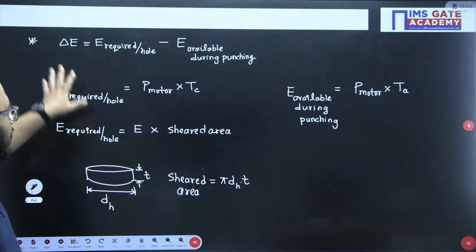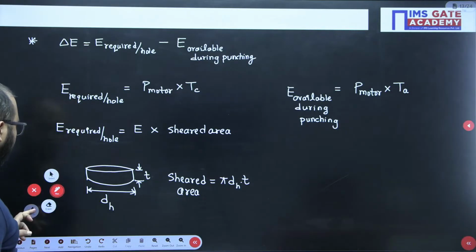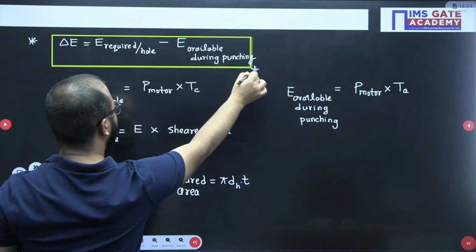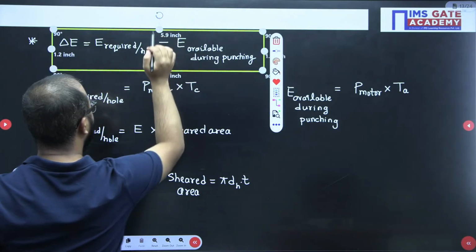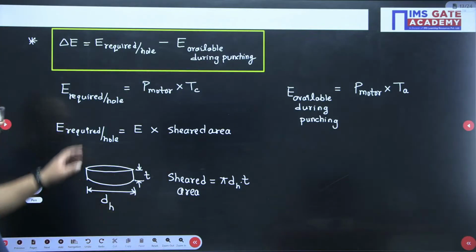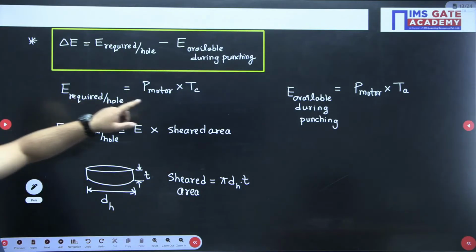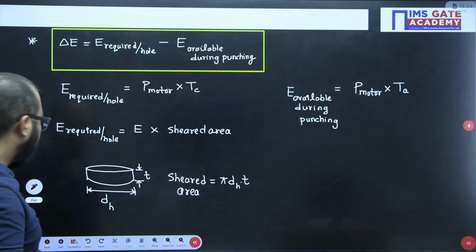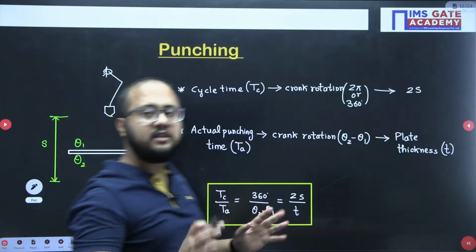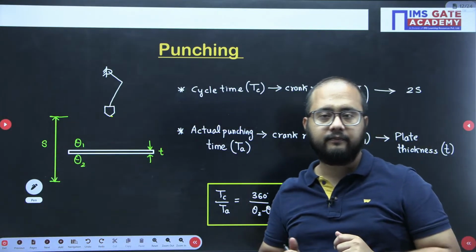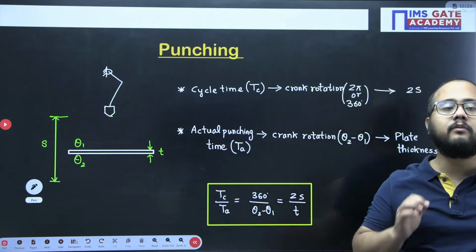Is it clear? How to calculate the fluctuation of energy and how to calculate this individual energy part also. Energy available during punching, energy required per hole, how to calculate energy required per hole, how to calculate energy available during punching, all those parameters should be clear, right? And this relation. With this much information, you can solve any of the problem from the punching.